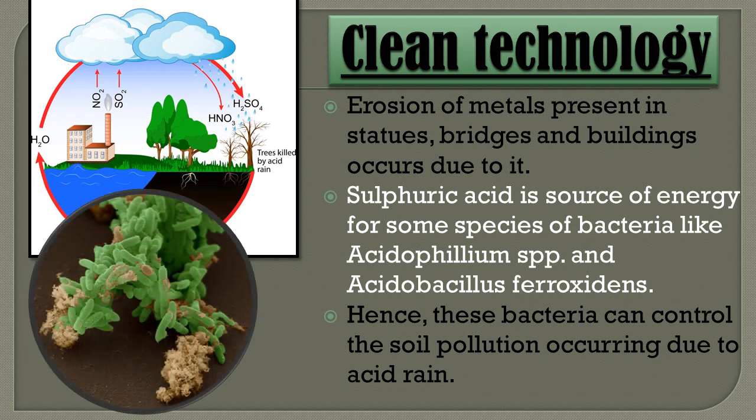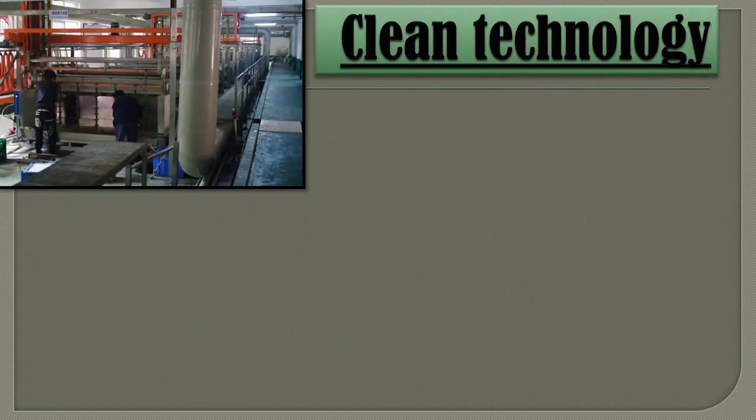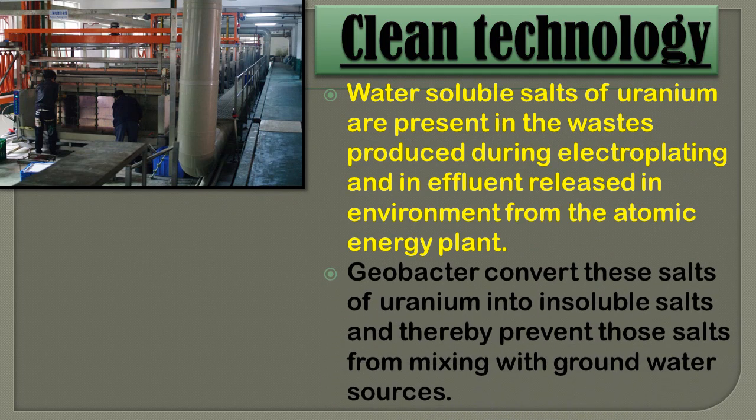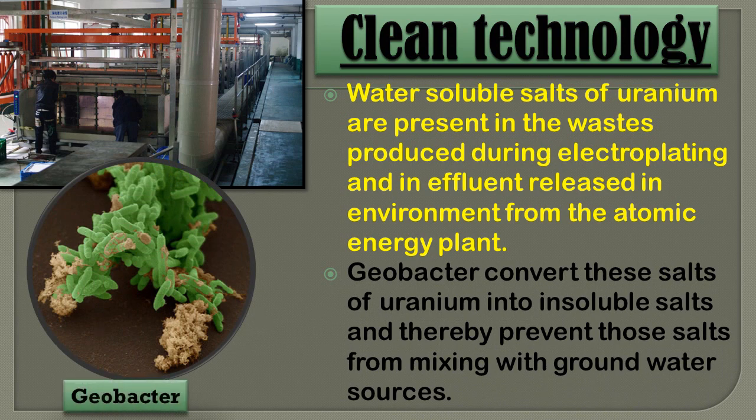And this is a picture of geobacter. Alright, so water soluble salts of uranium are present in the waste produced during electroplating and in effluent released in the environment from the atomic energy plant, and geobacter converts these salts of uranium into insoluble salts and thereby prevents those salts from mixing with groundwater sources. Alongside you can observe the geobacter picture, which converts the salts of uranium into insoluble salts.